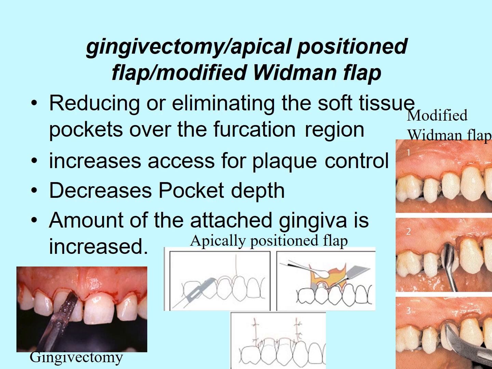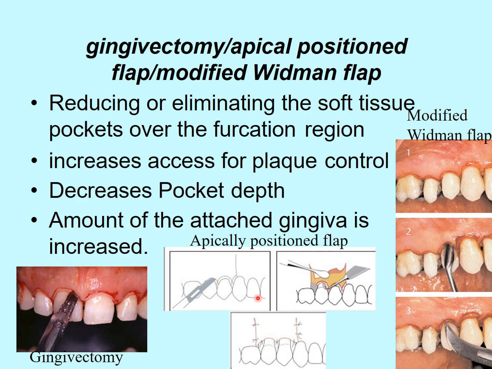Surgical procedures can be of different types. We can do gingivectomy, or apically positioned flap, or modified Widman flap. You can just note this down because we will be taking these in detail in your coming lectures. So that is gingivectomy. It's just eliminating the tissue. If there is tissue covering the furcation area or inhibiting oral hygiene maintenance, you can go for the gingival removal. That is gingivectomy, by reducing or eliminating the soft tissue pockets of the furcation area.